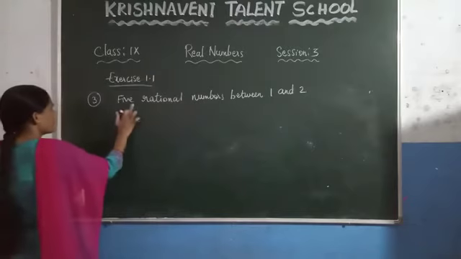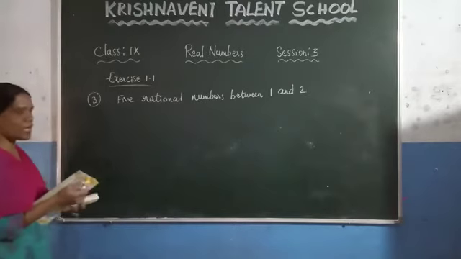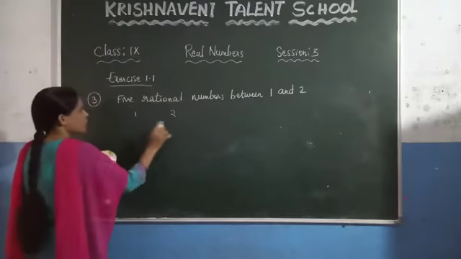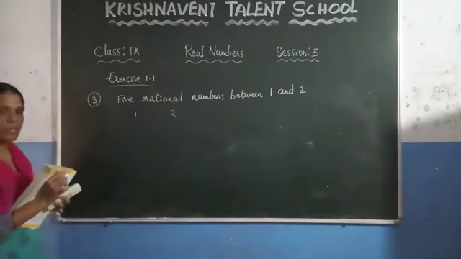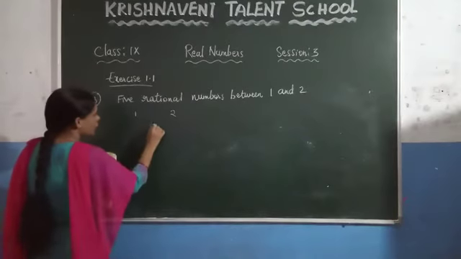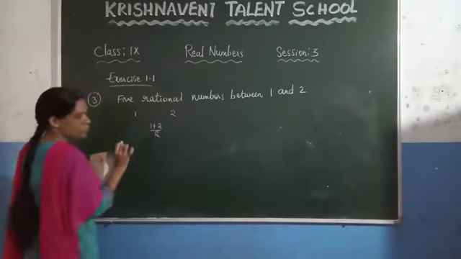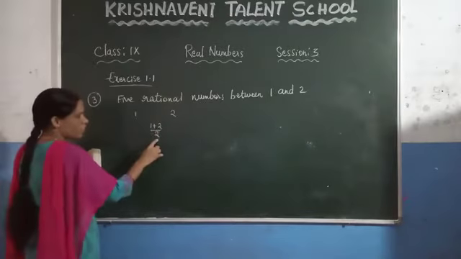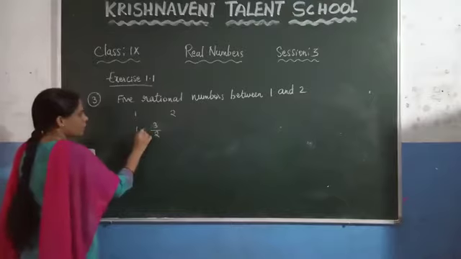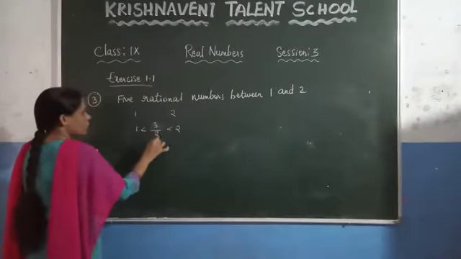Here they asked to write 5 rational numbers between 1 and 2. In between 1 and 2, by using the mean method, what will be the middle value here? You can take the average of these two values. What will you get? 1 plus 2 by 2. What is the value of 1 plus 2 by 2? It is nothing but 3 by 2.